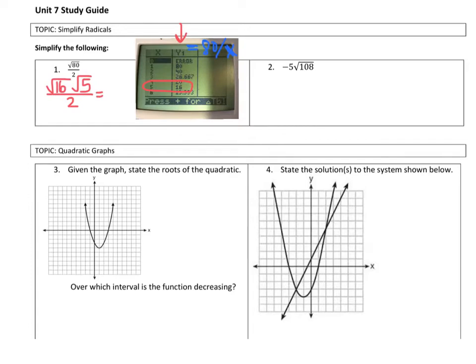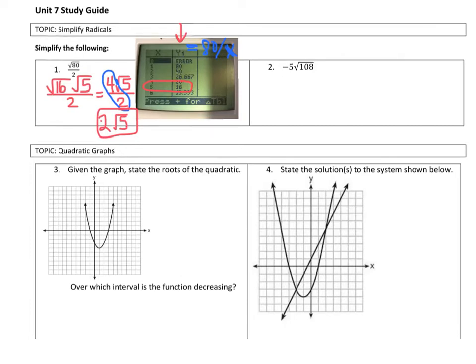That, of course, is going to simplify to 4 square root 5 over 2, because the square root of 16 is 4. And now these numbers can divide and give us 2 square root 5. So 2 square root 5 is our final answer.